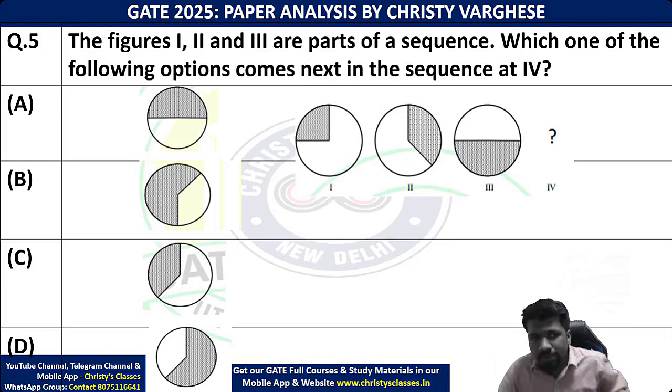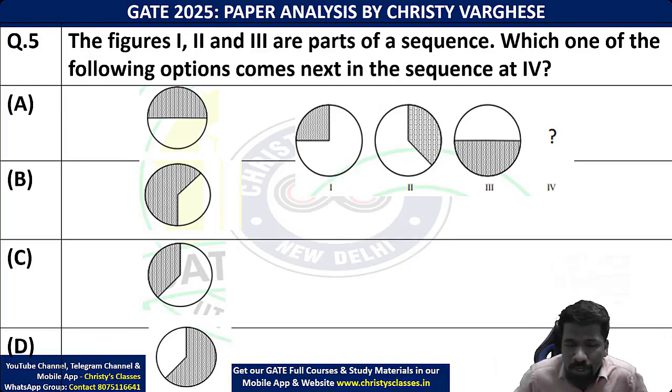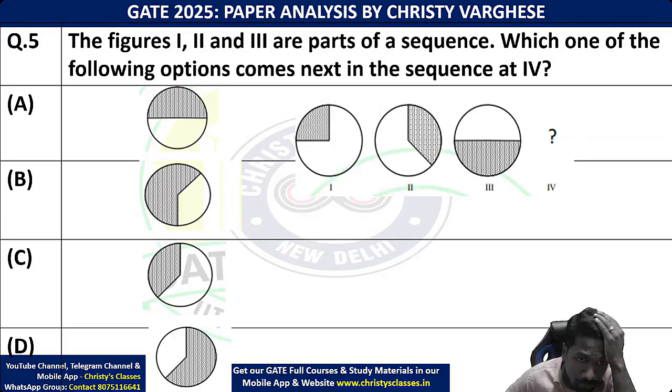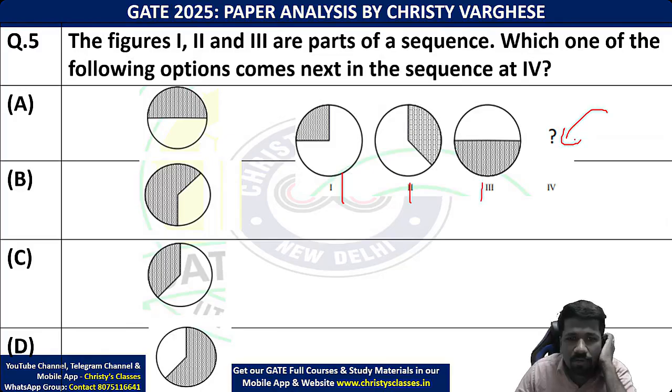Okay, so spatial aptitude का question है. In the theory, we will be discussing what is rotation, what is flipping, what is translation. ये rotation का idea है ये question में. The figures 1, 2, 3 are parts of a sequence. Which one of the following options comes next in the sequence at 4? At picture 4. So 1, 2, 3. This 4. What will be the picture? That's a question. So here, look at this.